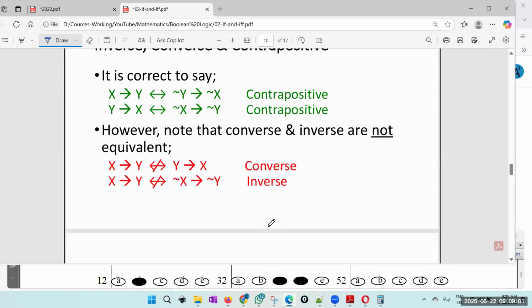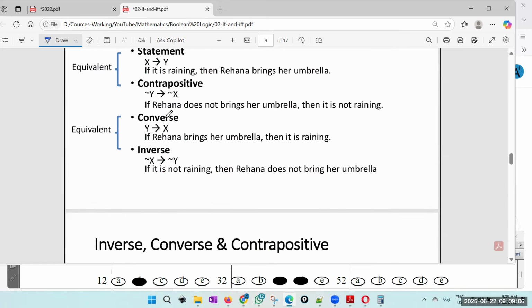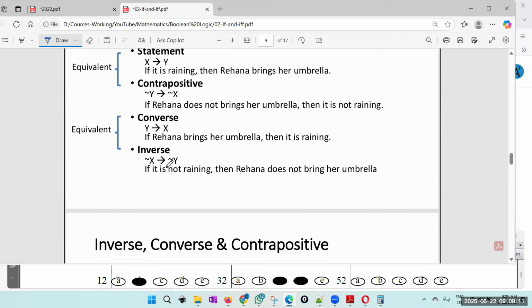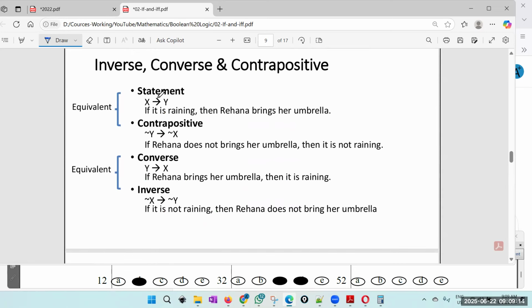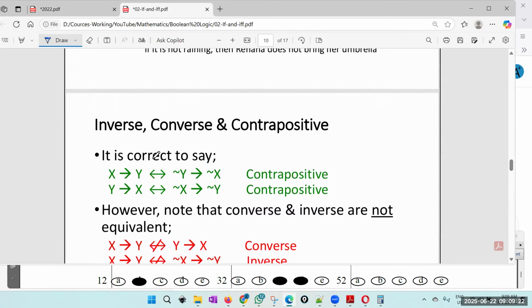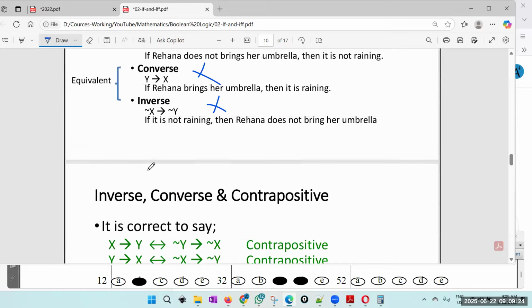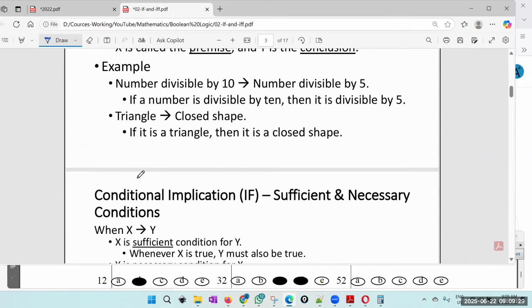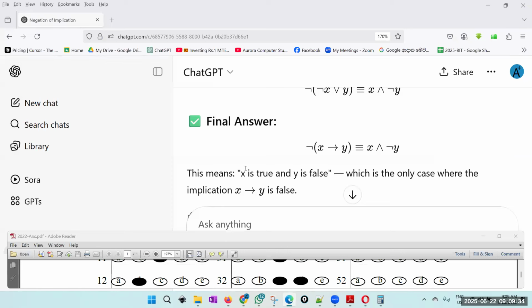Negation is also not equivalent. Maybe I should add negation to this slide, because negation is not here. Contrapositive is equivalent, converse and inverse are not equivalent, and negation is also not equivalent, but unfortunately I have not added negation to this note. I will add it and upload it, so that at least other semester students get that benefit. Now you also know that negation is not equivalent.